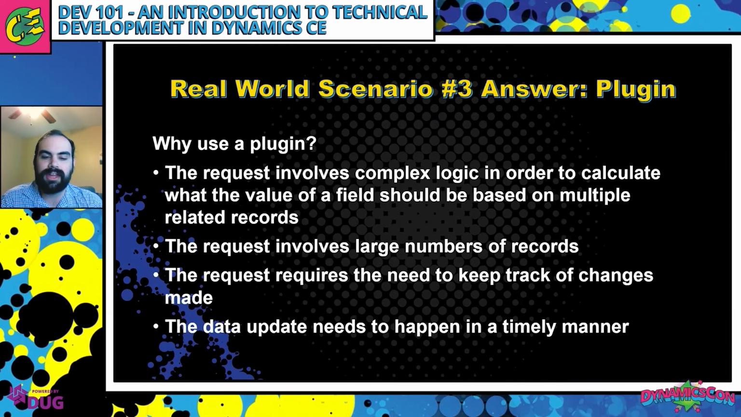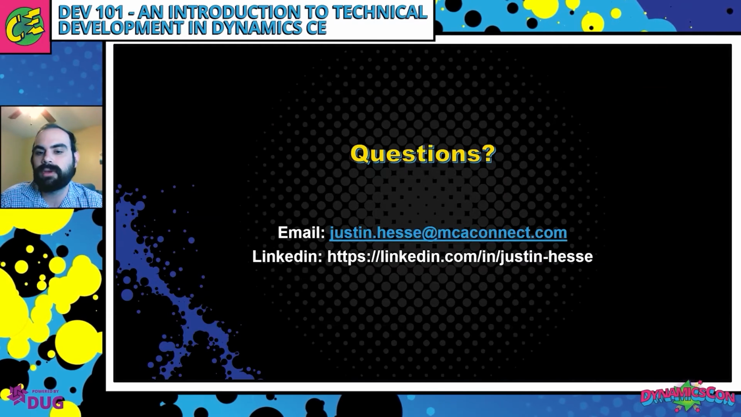Finally, the data update needs to happen in a timely manner. If you have a Flow that is trying to update these 500,000 records, then it is going to take literally days for the Flow to finish executing, whereas with a plugin, it would take you a few hours at most. So if you end up having an issue with the updates that you've made, it'll be very quick to undo what you've made with a plugin and to redo it, whereas it would be much slower to do it with a Flow instead.